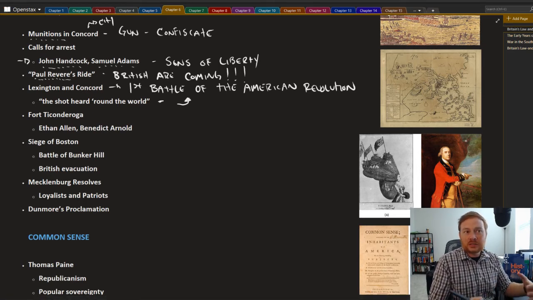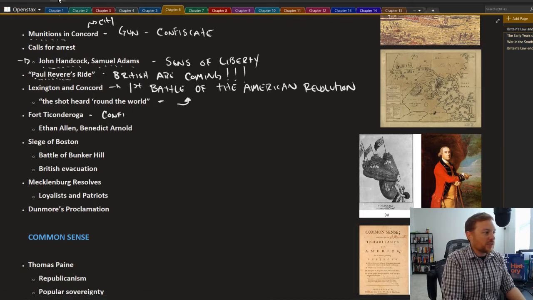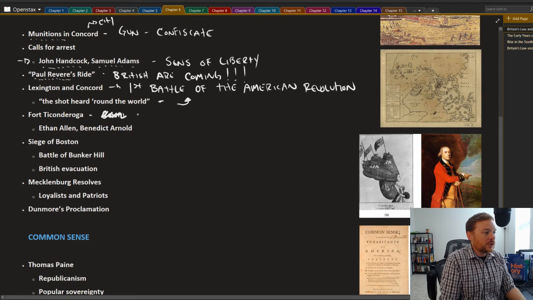For the colonial side, or for the Minutemen, for the colonists, what was very important for them was to potentially confiscate, well, not really confiscate, that's maybe a bad word, to capture British arms.